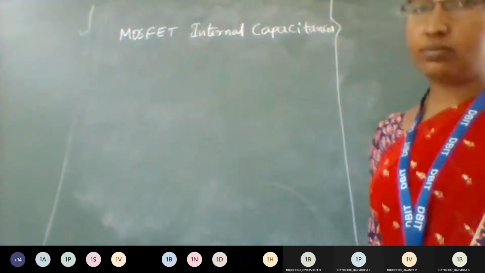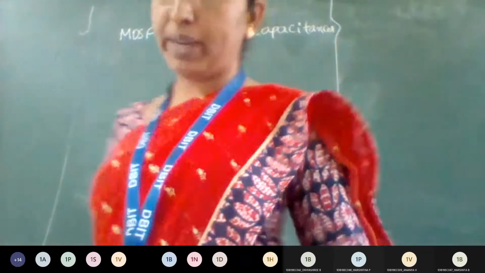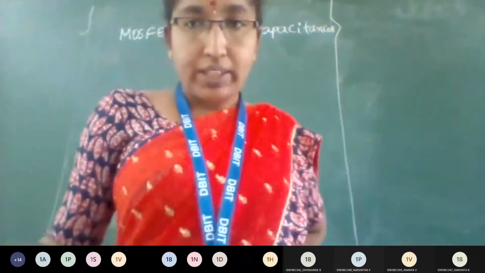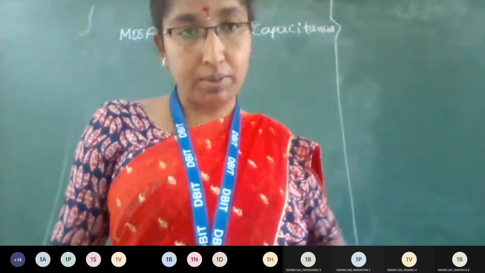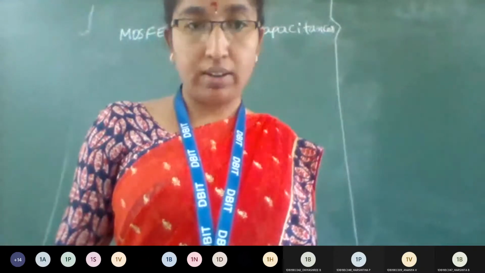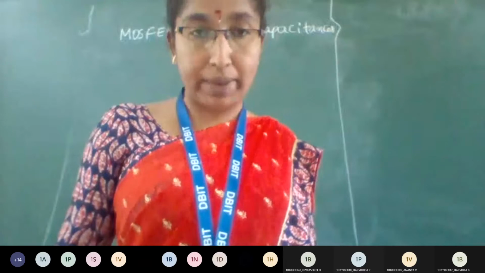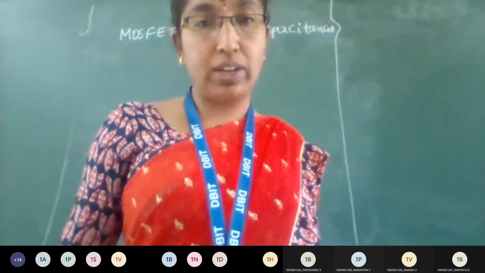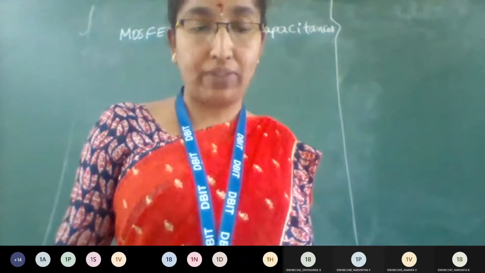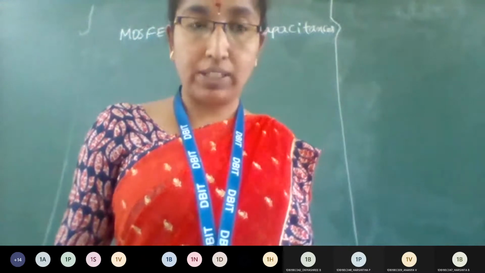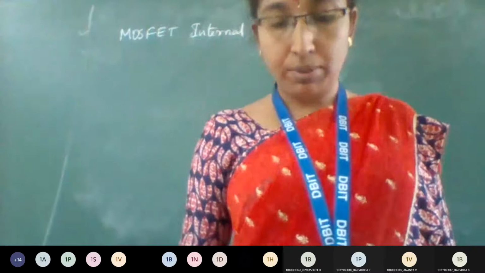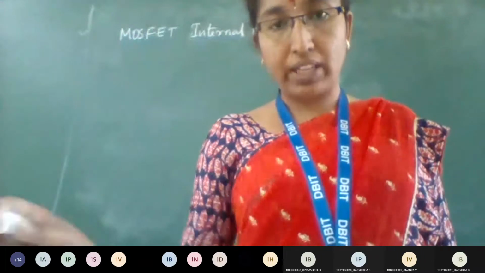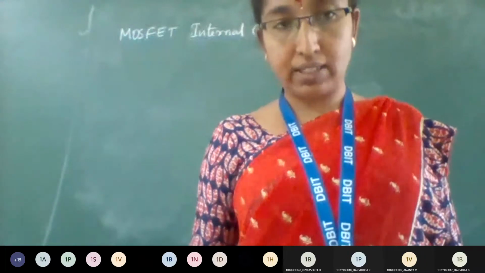Next we'll move on to the MOSFET internal capacitance. Like the BJT, which has 3 terminals and 2 junctions, the base-emitter and base-collector junctions, here in the MOSFET you also have internal parasitic capacitances. These capacitances will affect the bandwidth. We'll study what capacitances are present in the MOSFET and how to handle high frequency. When you go to higher frequency, the gain may decrease.